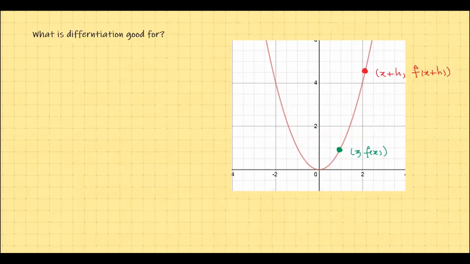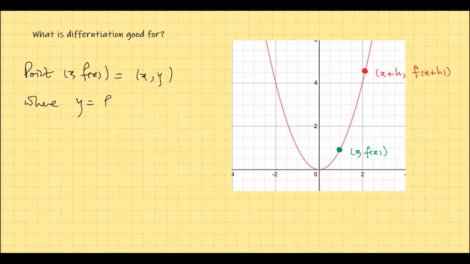So what is differentiation good for? Well, it's good for lots of things, but let's focus on one in particular for now. Let's think about trying to work out the tangent to this curve at the green point here, x, f of x. So how would we work out tangents? Well, we need to work out a straight line, and a straight line's got to have a gradient. So we need to know the gradient of the line, and we need to know the point at which it's passing through. But the point at which it's passing through is clearly x, f of x, or in other words, x, y, where y is f of x.